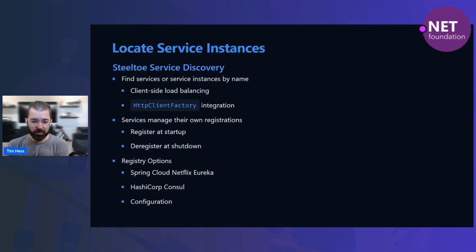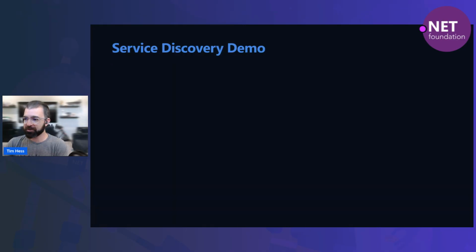And we provide support for Spring Cloud Netflix Eureka, which is what we'll be using in the demo, but you could also choose HashiCorp Consul, or there is a configuration-based provider, but you probably would only want to use it locally since it's going to be completely static. But it's good for not using a registry, but still using the same patterns. So let's go back to the code and take a look at how this works.